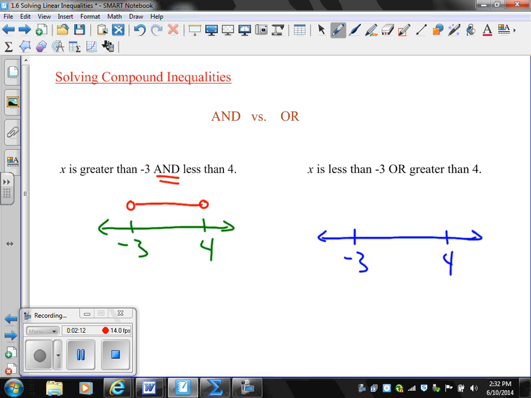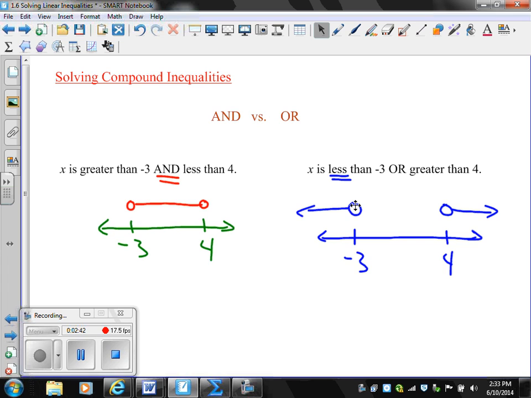So the idea that it's less than the first value and greater than the second has got to be an or situation. And if you look at this, x is less than -3. That's this open circle going to the left. And greater than 4 is an open circle going to the right. So this is what our or situation looks like. We're going to have these rays going in opposite directions. And again, these may or may not be filled in circles.